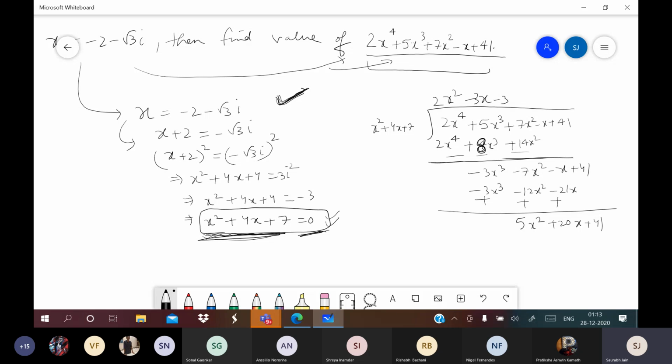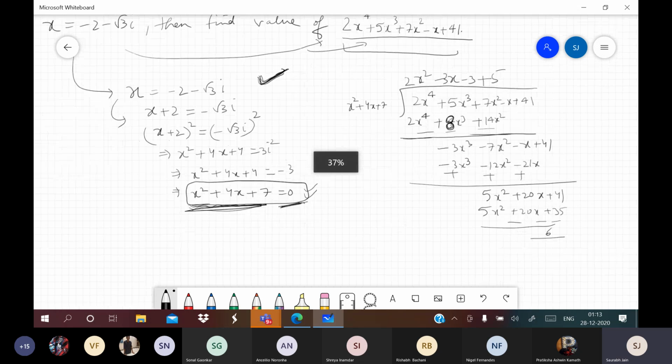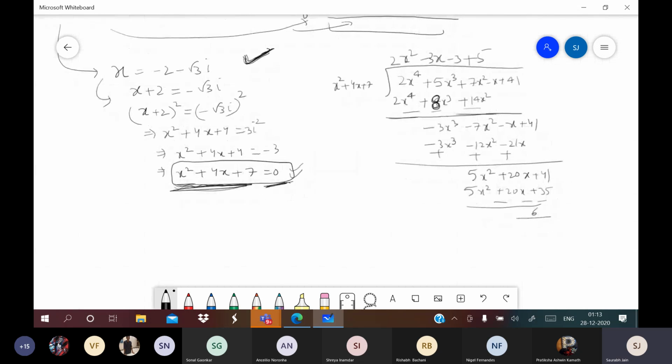Right. Now let us multiply it with 5. So this will be 5x square plus 20x plus 35. You subtract, no more division possible, and remainder is coming out to be 6. Okay. Now let us write this situation in the form of result. So what is dividend? Use the result for long division method, division algorithm. We say that division algorithm, right?